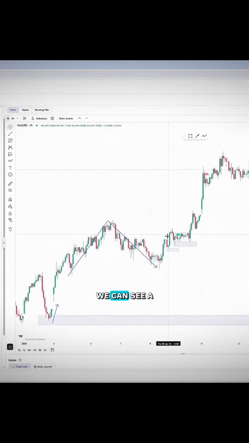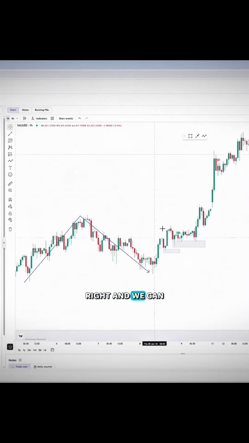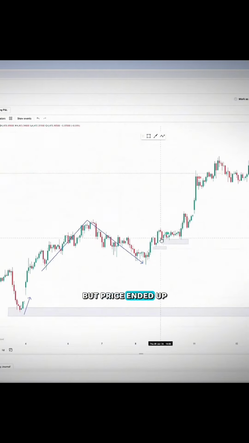Looking at the 1-hour, we can see a shift change. All we're looking for is price to start building that higher high and higher low again on the 1-hour time frame, right? And we can enter based off that. I enter here because price made another higher low. I have my stop loss below here and made sure that, hey, if price was to break this level, then I know price is going back on that downtrend. But price ended up giving that build up, and then we ended up closing once price hit all-time highs.